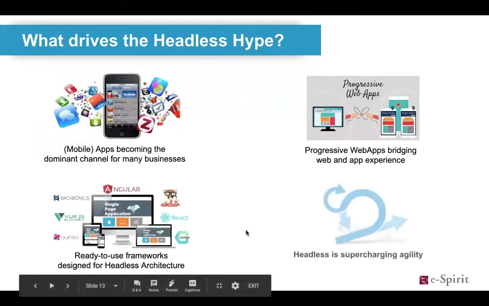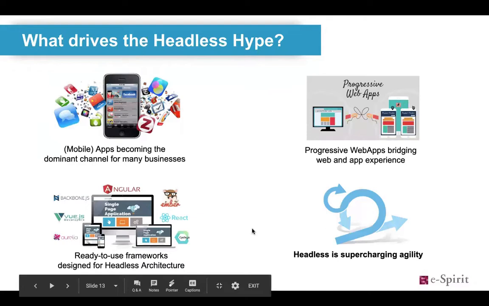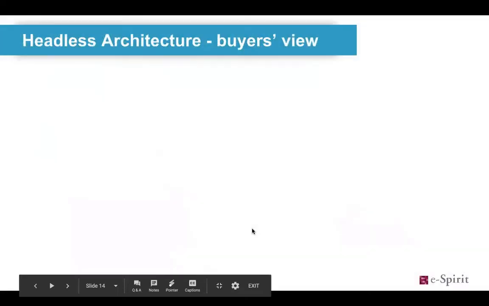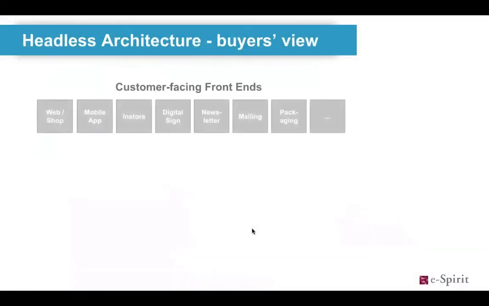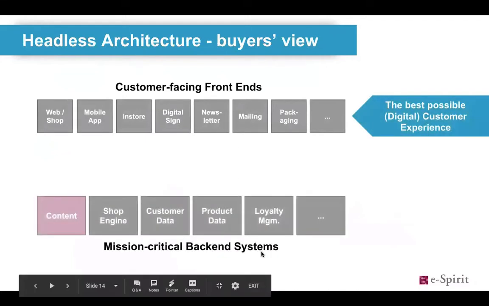But agility, that is the killer argument. That is what I see as the focus of why headless is so great. It is really supercharging agility, and I want to show you on one slide why I think that makes such a big difference. We've seen customer-facing front ends before. They can span from the web experience up to, let's say, packaging inserts. So that's an analog artifact that you can also power from a digital experience platform or from a CMS. But what you also see, what is not so visible though, are the mission-critical backend systems.